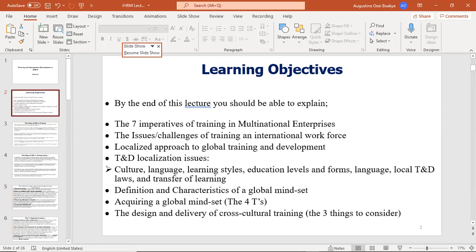Then we will quickly look at the definition of a global mindset, how you can acquire a global mindset, and how you can also develop, design, and deliver cross-cultural training. Those are the 3 things that you need to consider.